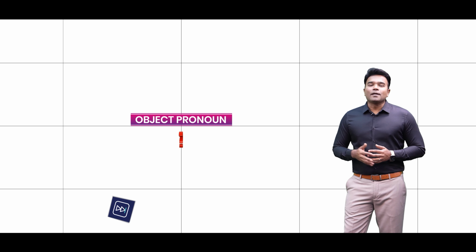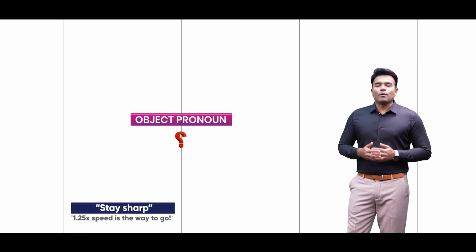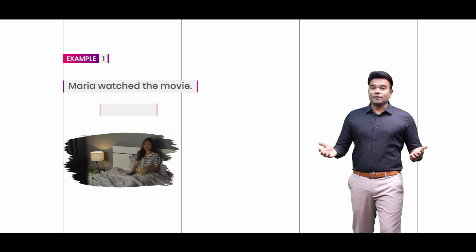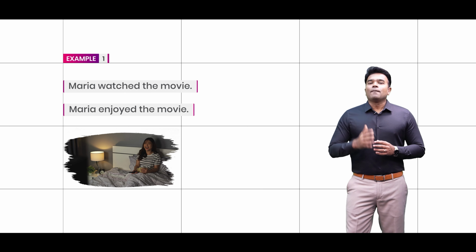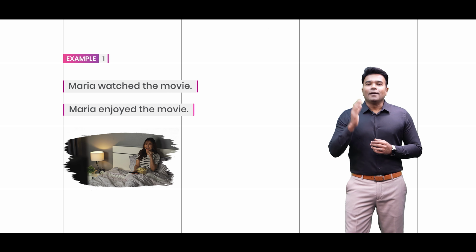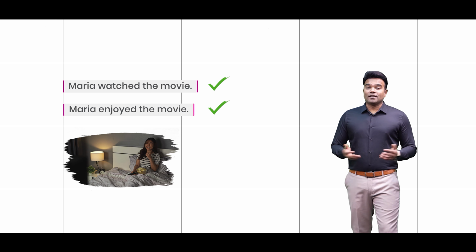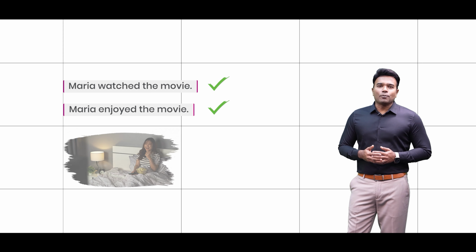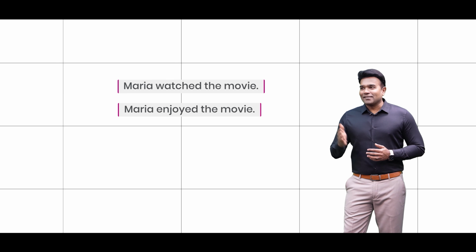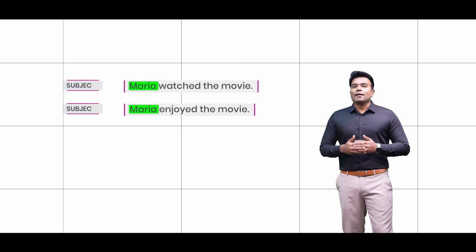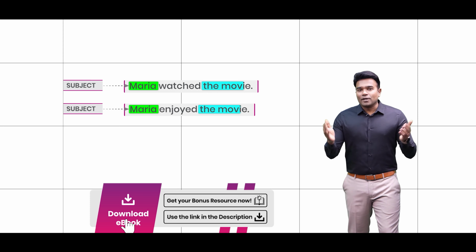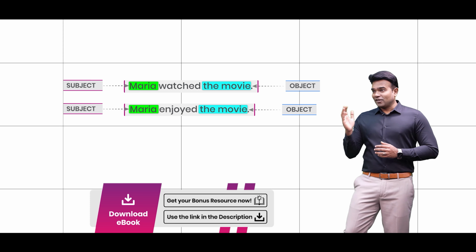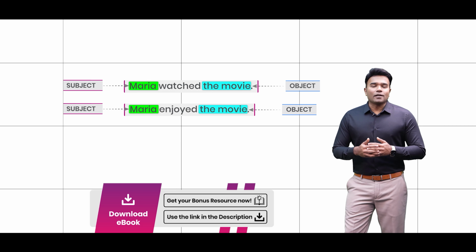Even before I dive deep and tell you what really the object pronouns are, have a look at these sentences. Maria watched the movie. Maria enjoyed the movie. Well, both of these sentences indeed are valid English sentences, but I am sure that you understand that this is not the way that English sentences have to be framed. You know that in these sentences, Maria happens to be the subject of the sentence and the movie happens to be the object. But these sentences look a little awkward because both the subject and the object have been repeating themselves.